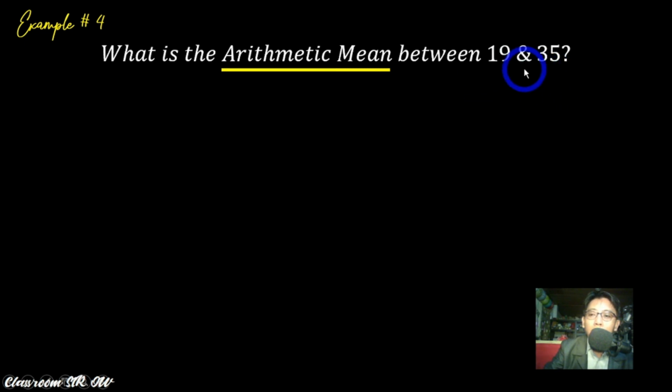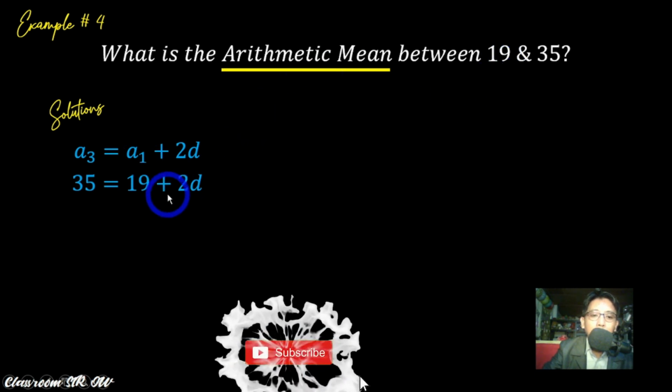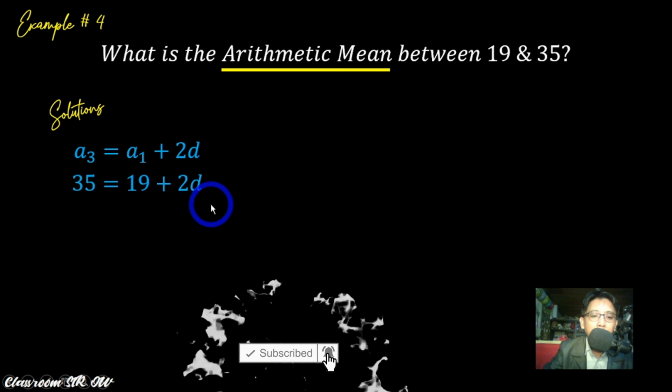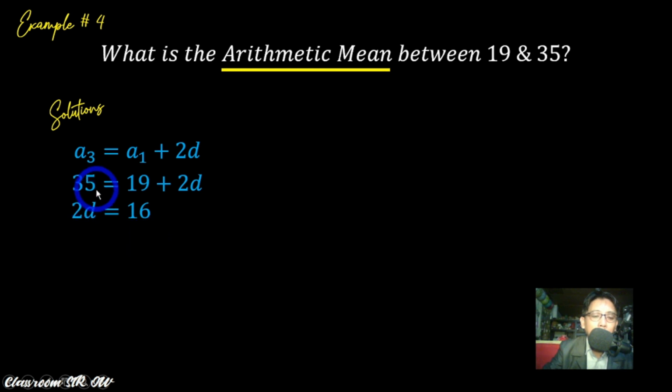So we know that there are 3 terms here because we are only looking for the term in between 19 and 35. So we have a sub 3, because there are 3 terms, a sub 1 plus 2d. Substituting it, we have a sub 3 is 35, our first term is 19, plus 2d, so we can now solve for the common difference. Transposing 19 to the other side, that becomes 35 minus 19 is 16, dividing both sides by 2, the common difference is 8.